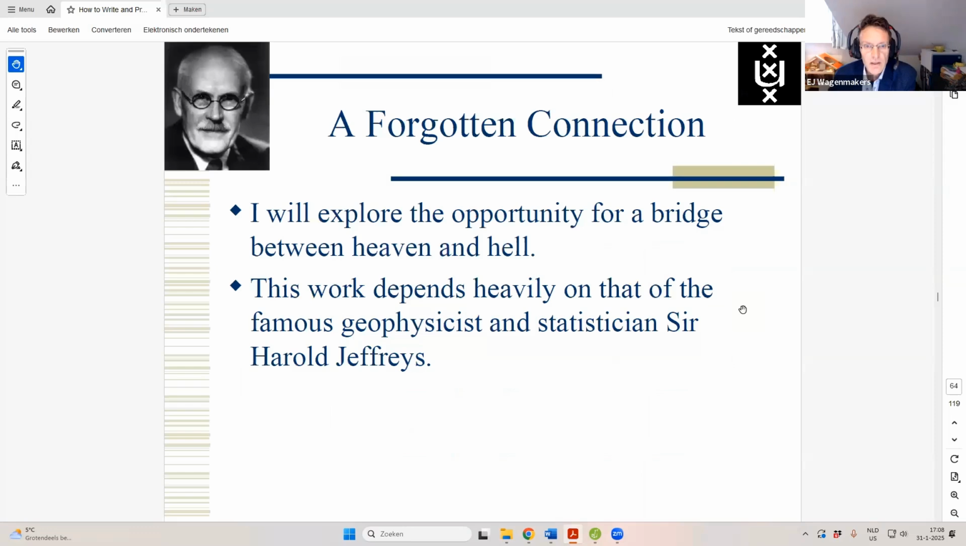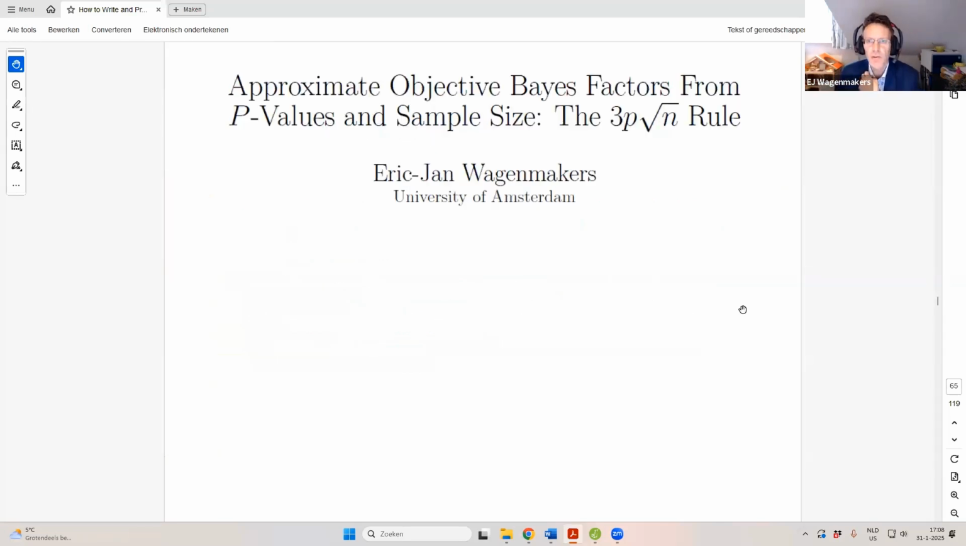Okay. So this part will be about that connection between heaven and hell, and this was really just a slight extension of forgotten work by Harold Jeffreys. Now, in the next few slides, there's going to be all sorts of equations and technicalities, and because of time considerations, I will simply skip almost all of it, and instead point you to a paper that I wrote that contains all of the details. But I think for this talk, it's crucial that you understand the interpretation and the results, and not so much the statistical nitty-gritty. So this is that paper, Approximate Objective Bayes Factors from P-Values and Sample Size, the 3p square root n rule.